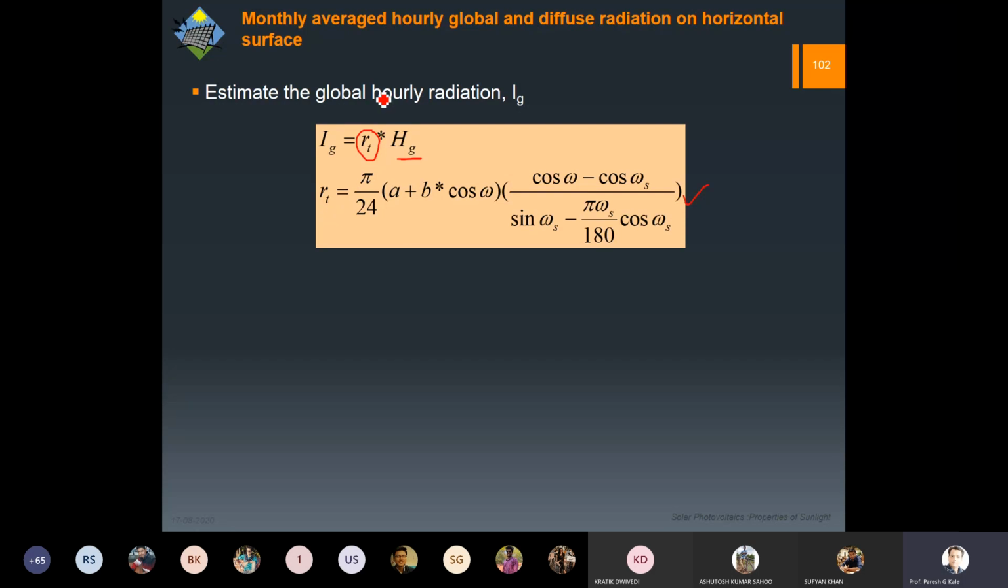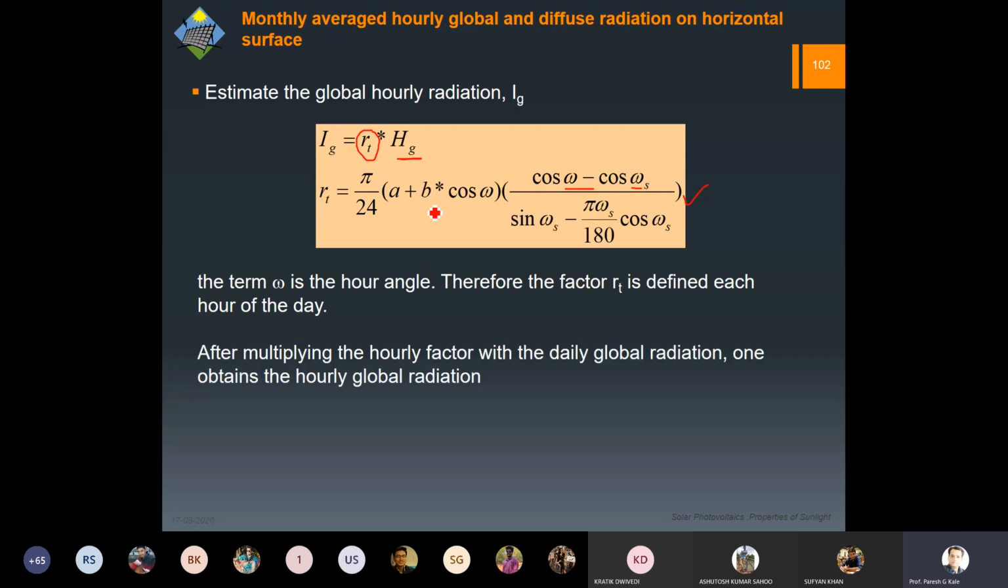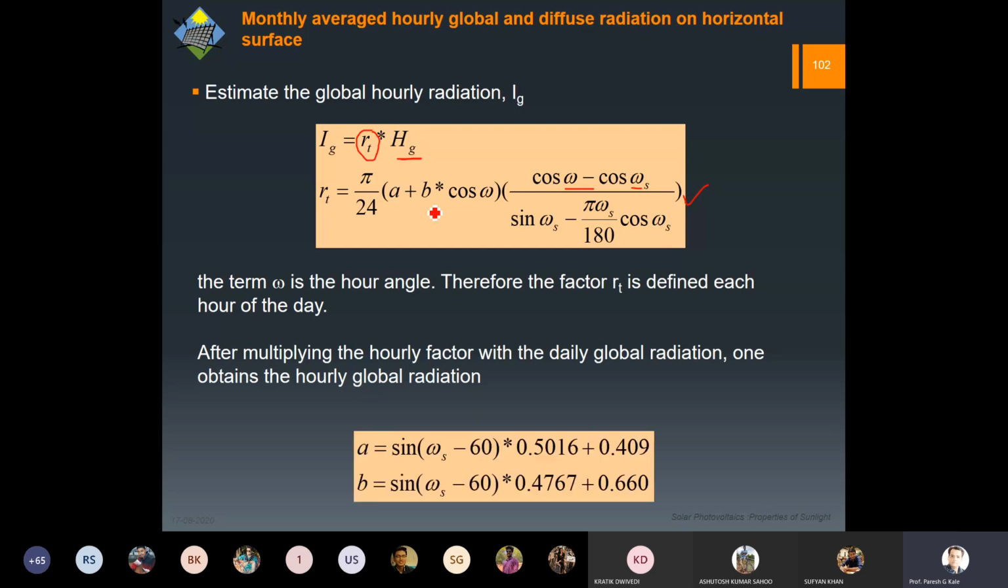So this RT, as it is hourly, depends on the omega and omega s. So this value we need so that we can find out how it will be every hour, because fundamentally this omega is the hour angle, and that is what is going to change the value of RT. So once you get this factor for every hour, this factor would be changing, and you can multiply that HG and you can find out the value of this.